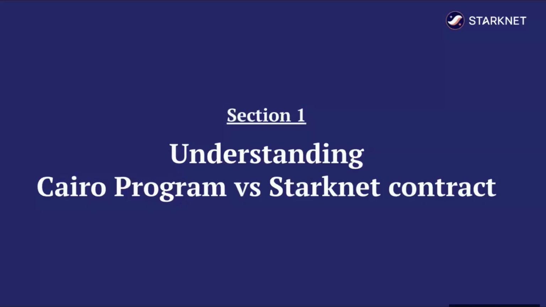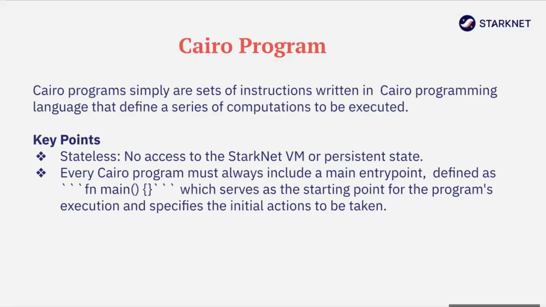So section 1. Cairo programs are simply a set of instructions that are written in the Cairo programming language. A Cairo program is just a program that is written in pure vanilla Cairo. It defines a set of computation that you want to be executed, just like you would write pure JavaScript instead of using a framework like React. I'm just using that as an example though. But Cairo programs are just programs that you write in pure Cairo.